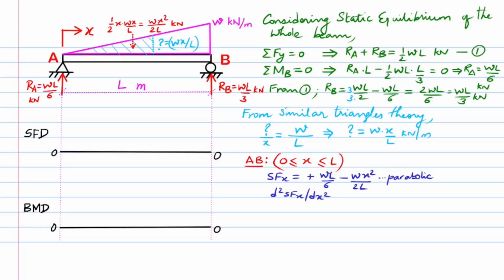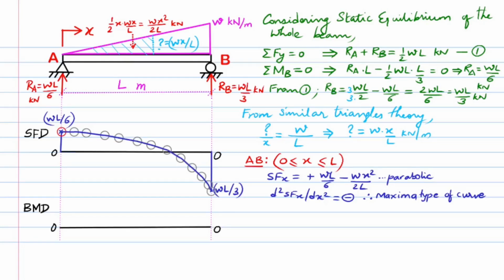The double derivative is found to be negative in sign, hence this curve is of a maxima type joining the shear force values at the ends. Putting x equal to 0, we get shear force at A equal to W times L over 6 kilonewtons. We plot the same in the shear force diagram. Also, letting x equal to L, we get shear force at B equal to minus W times L over 3 kilonewtons, and hence we plot the same in the shear force diagram. We now join the same by a curve and name it accordingly.